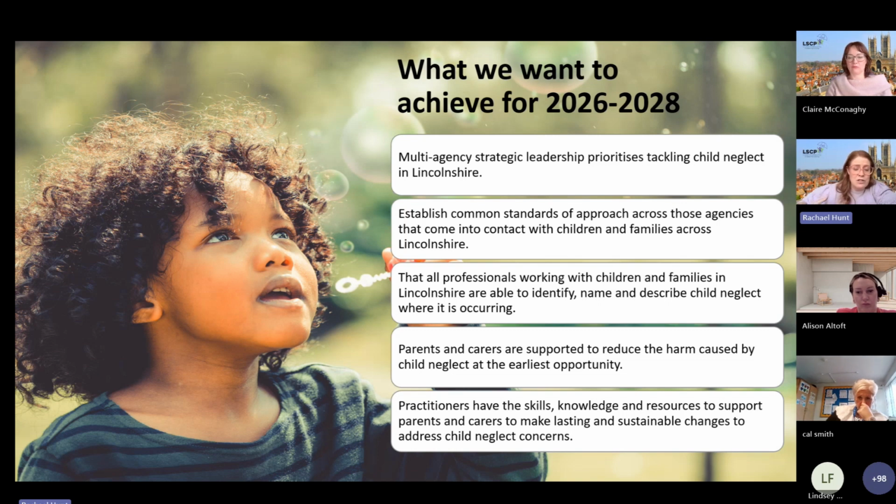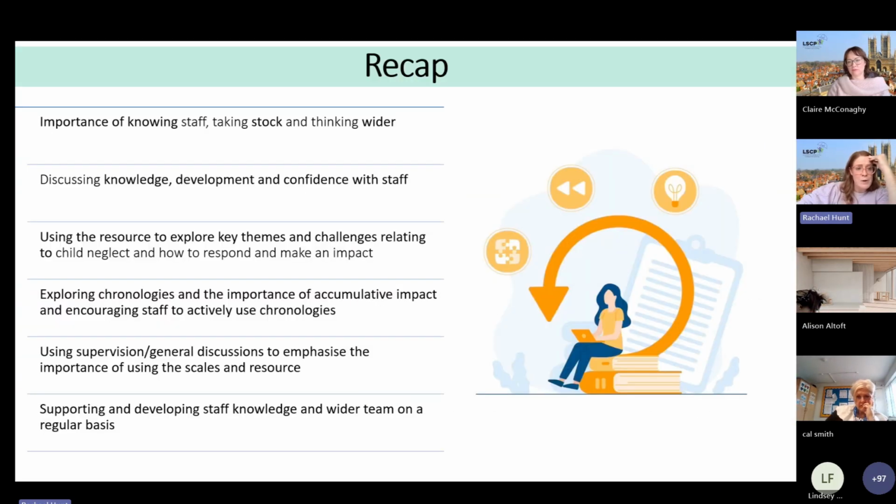Parents and carers are supported to reduce the harm. So again, that's our approach in Lincolnshire. And at the earliest opportunity. So that's about identifying early, making sure you're seeing those small elements as actually key points rather than waiting for a trigger incident. And practitioners have the skills, knowledge and resources to support parents. So again, we would encourage you to have a think about those points and think about how in our service we can do our bit to achieve some of those points.